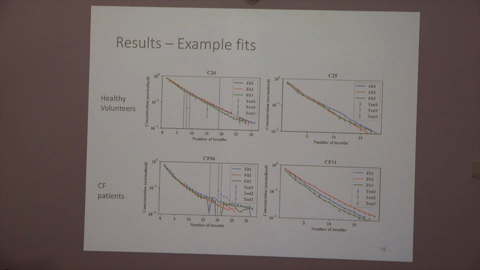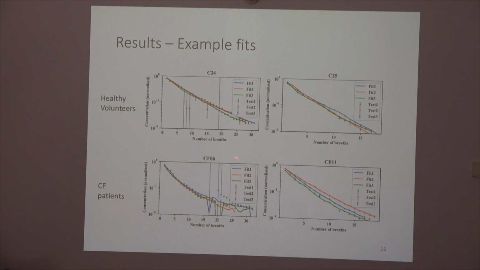So here are some examples of what the fits look like. The dots are the end tidal concentrations. The error bars are estimated error. You'll see a couple of them have really big error bars, and that's because they didn't take a big enough breath out, so the slope was still really large at the end of the breath. You'll see the healthy volunteers here have really nice straight line washouts on a log-log plot, and we can fit the data really well.